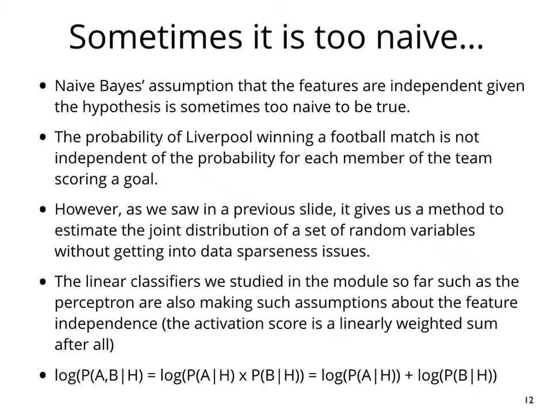For example, linear classifiers such as the perceptron would consider the contribution from individual features to be independent. So you multiply each feature by its weight and then you take the sum of those products. The sum or the product is not actually that relevant, because if you take the logarithm of the joint conditional, and if the two events are independent, then it can be expanded as the sum of the logs.